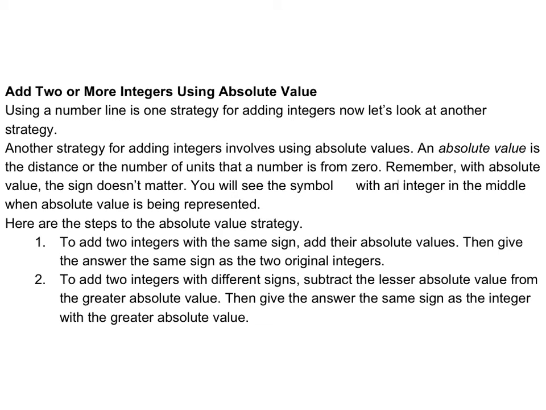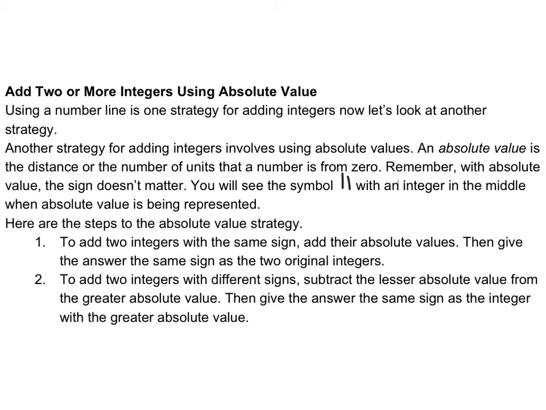Okay, so what's going to happen is you're going to see this symbol right here, those two vertical lines, with an integer in the middle when the absolute value is being used. Okay, so here are how we're going to use the absolute value strategy to add integers.